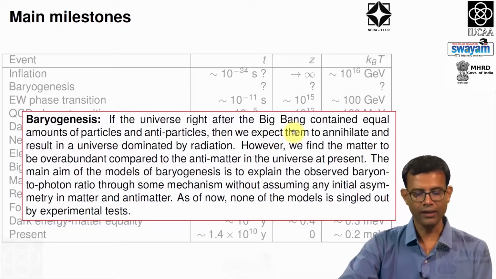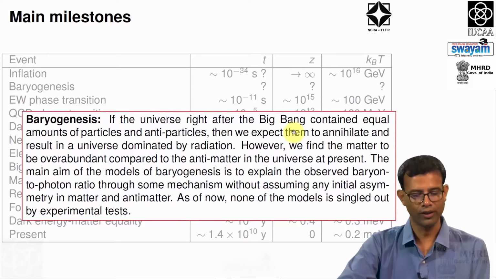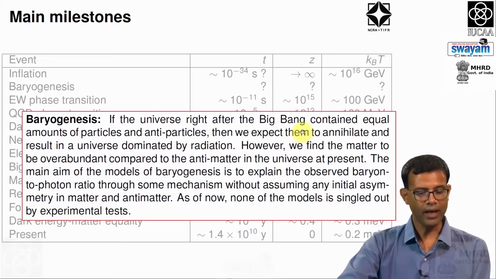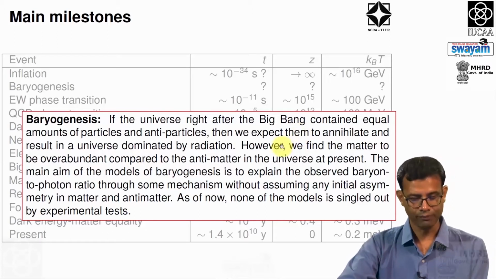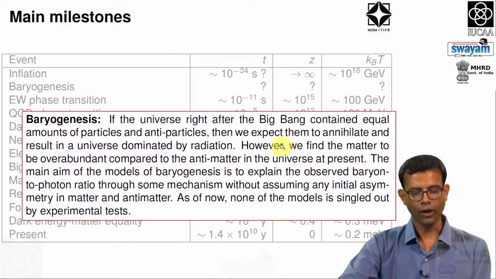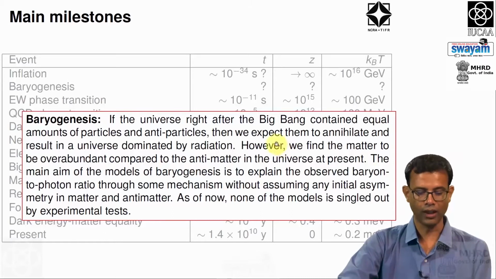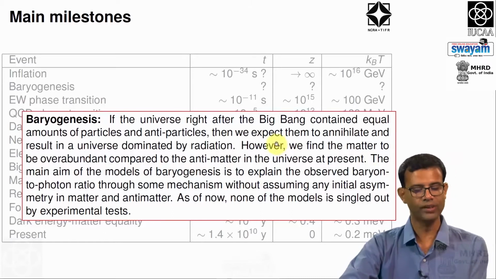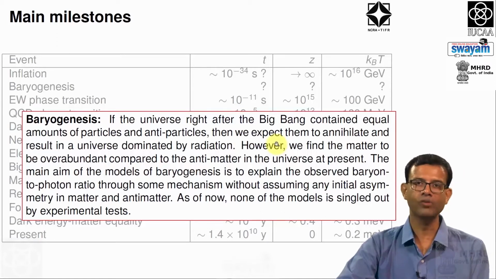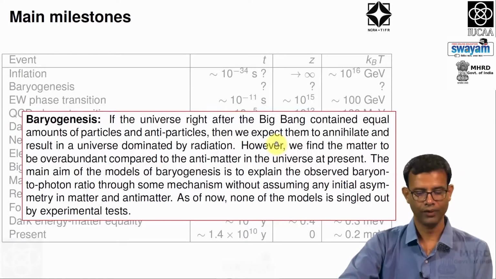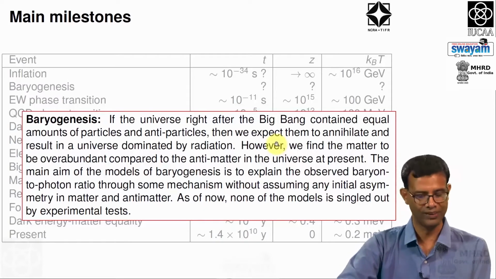However, we know that we find the matter to be overabundant compared to the antimatter in our universe. We find matter in our universe, we do not find that much antimatter. So, the main aim of these baryogenesis models is to explain this observed matter-antimatter asymmetry through some mechanism without assuming any initial asymmetry. There should be some mechanism which will give rise to this asymmetry, and that should then explain the observed amount of matter in the universe with respect to the number of photons we see.